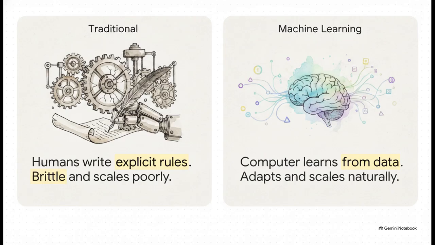Instead of writing the rules, we feed the computer examples. The computer learns the rules from that data. It adapts to new inputs without being explicitly reprogrammed, and it scales naturally with volume. It is essentially automating pattern recognition at a massive scale.